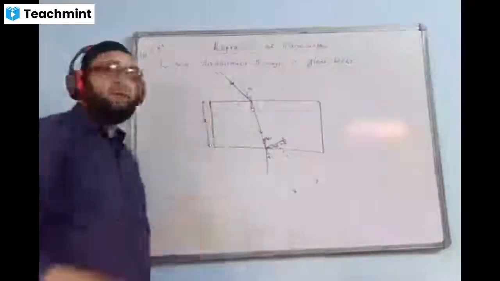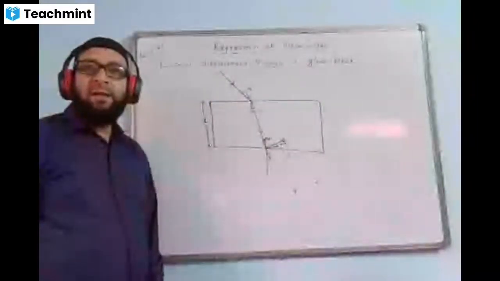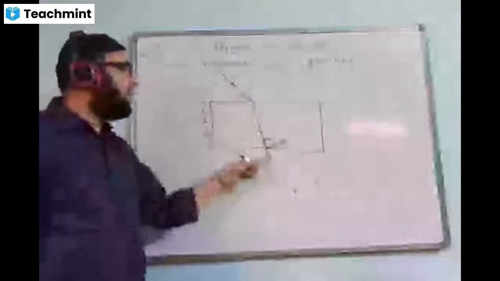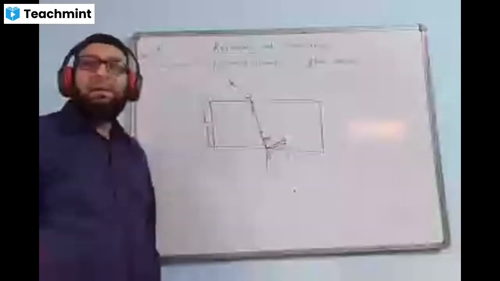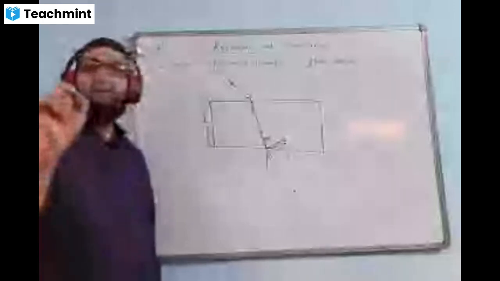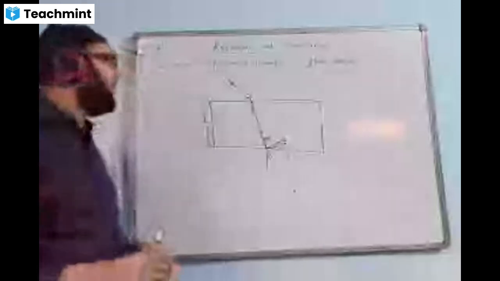the medium on either side of the glass block is the same. If by chance this side is air and this side is glass, then I and E will not be equal. These are the theory parts. Now our main target is to calculate the value of lateral displacement. Okay, how we calculate, I'll show you.